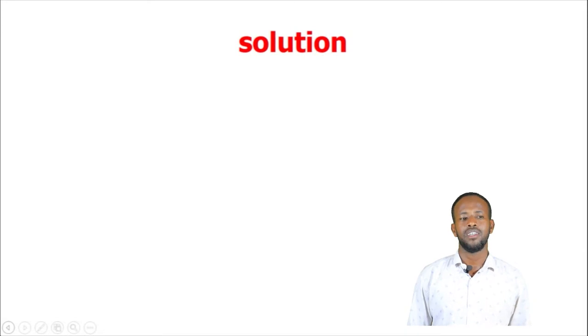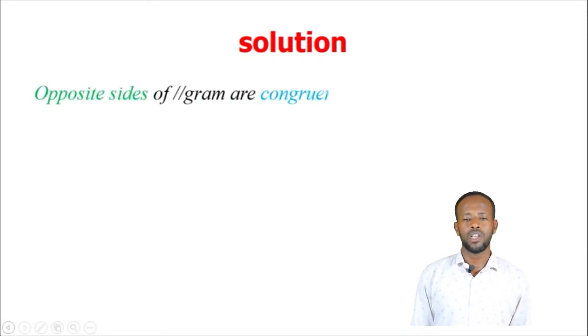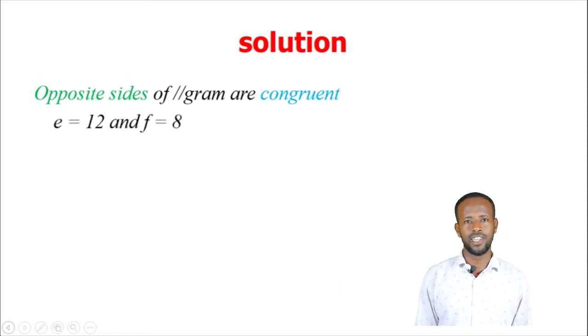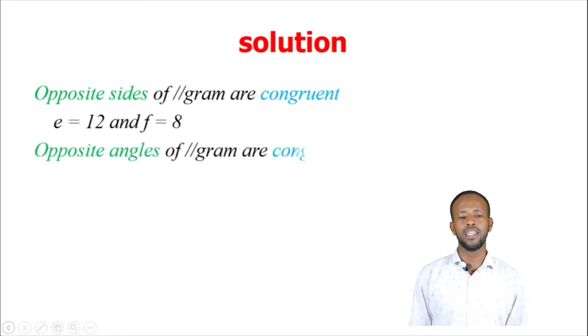Solution: opposite sides of a parallelogram are congruent. So if they are congruent, we can understand from here that E is equal to 12, F is equal to 8. Okay. Again, opposite angles of a parallelogram are congruent.